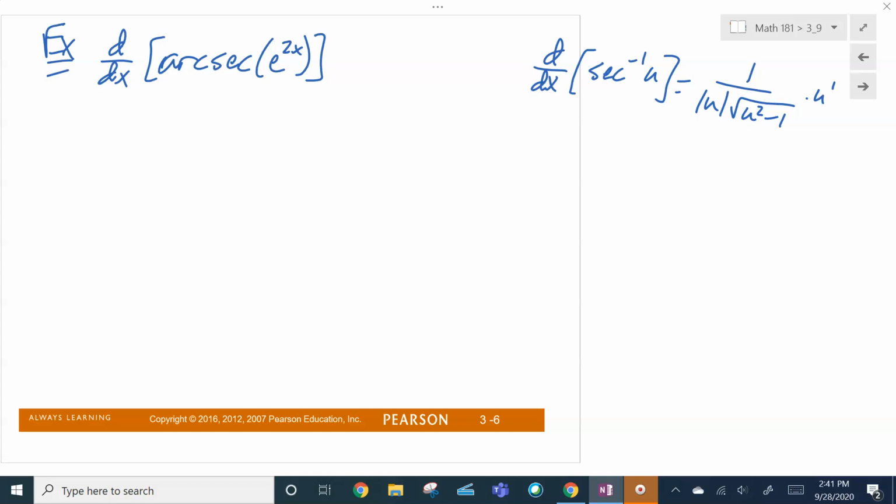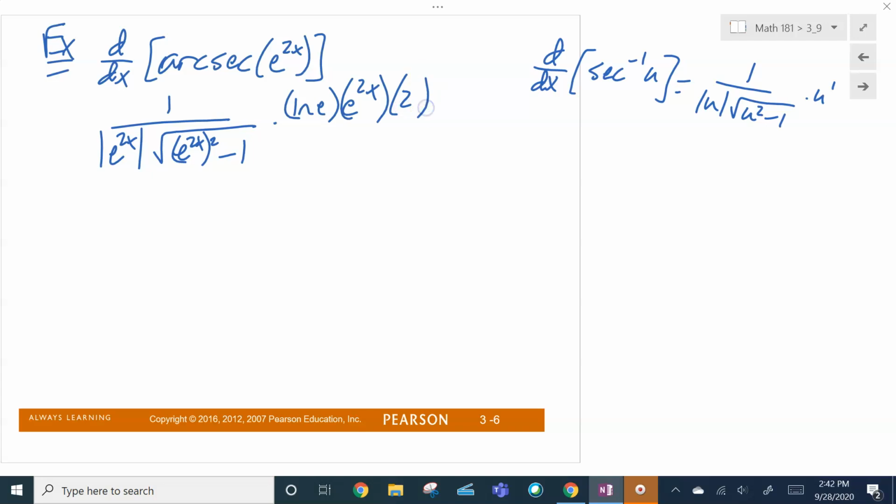So this becomes 1 over absolute value of e to the 2x times the square root of e to the 2x squared minus 1 times the derivative of e to the 2x. So that's ln of e times the derivative of 2x, which is 2. Okay. So this becomes, now the absolute value of e to the 2x, I don't need the absolute value on that because e to the 2x is always positive, so I can erase that. ln of e is 1.